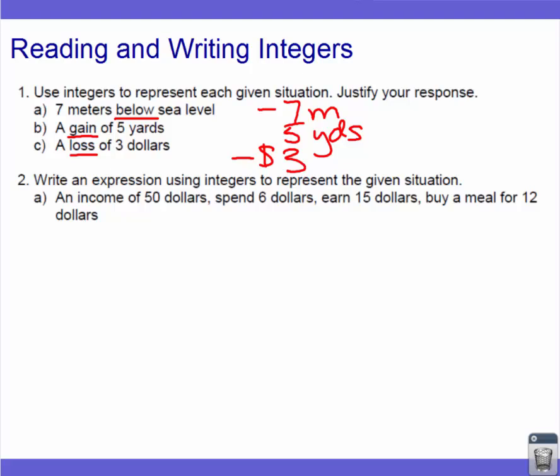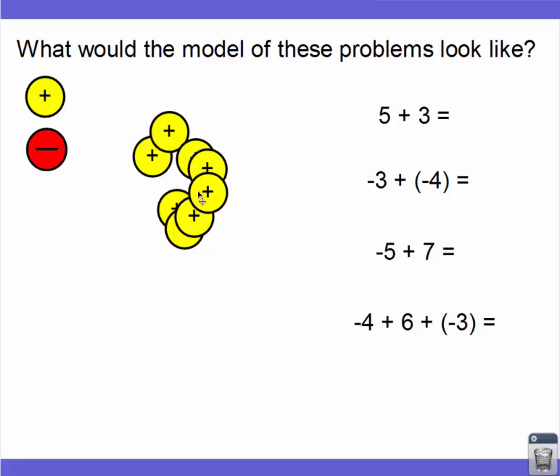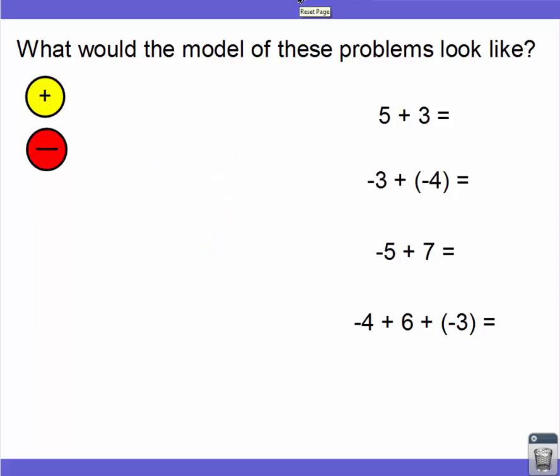Now let's go into adding and subtracting. Okay, so if I wanted to add and subtract numbers, basically we can build the model. Okay, and add means to put together. So if I gave you the question of 5 plus 3, well, that's really a +5 plus a +3. So that means I start off with 5 positives, and I add to that 3 more, which gives us 8 as a total. Okay, so the first one would give us an answer of +8.